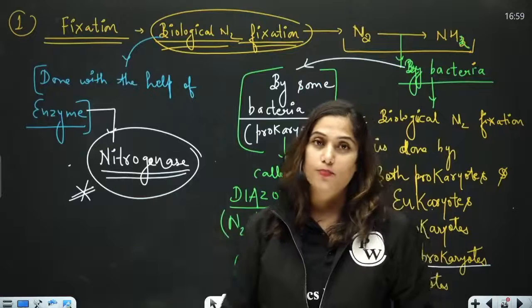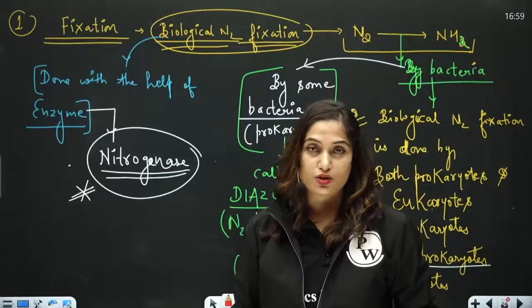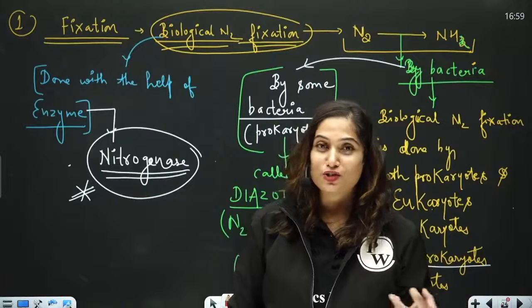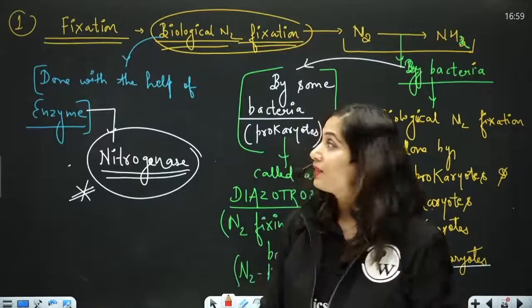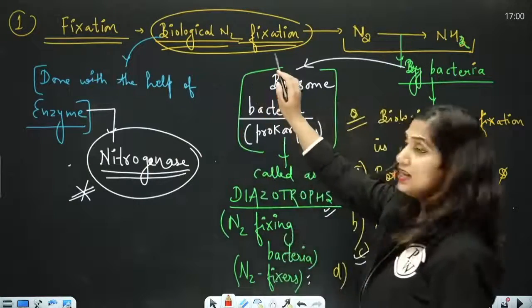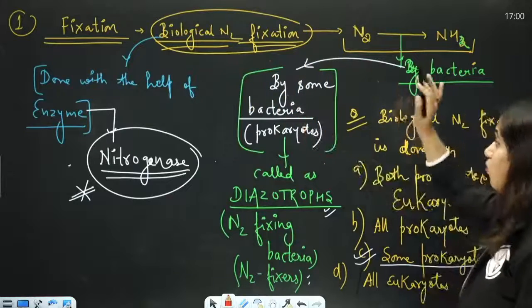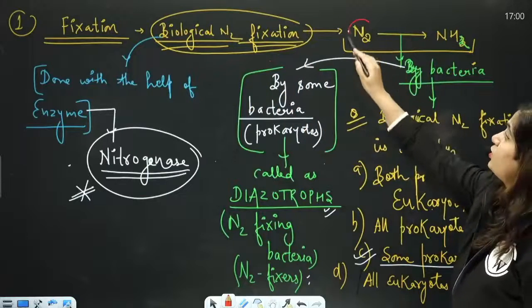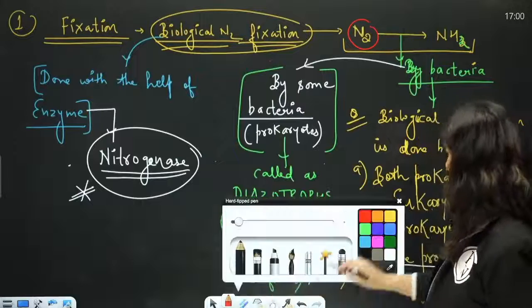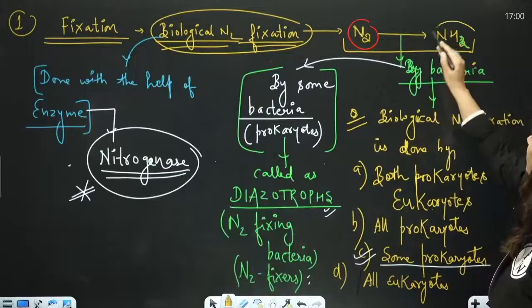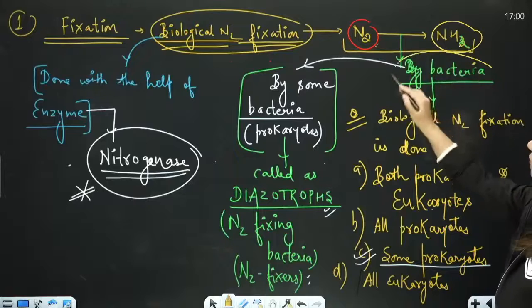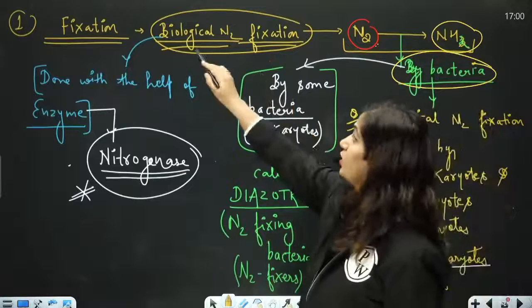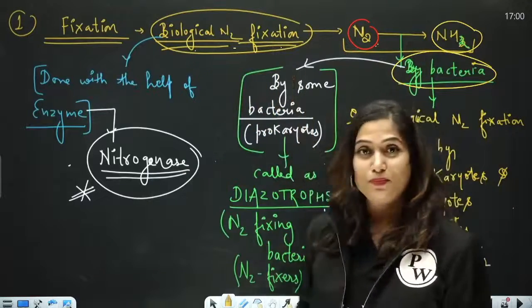Let's discuss biological nitrogen fixation. That is fixation of nitrogen by microbes, by bacteria. So biological nitrogen fixation, what does it mean? Conversion of nitrogen, N2, to ammonia with the help of bacteria is called biological nitrogen fixation.